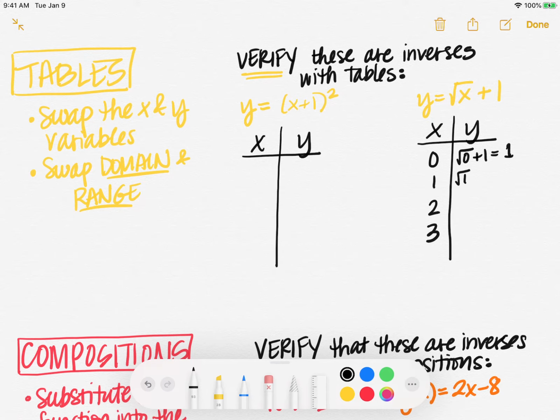This is the square root of 1, which is just 1. So that's 2. And you know what? I think I want to make nice round numbers. I like the square root of 4, and I like the square root of 9. So I'm going to change those. Is that cool with you guys? Yeah, I see some nods. Square root of 4 is 2. So 3. Square root of 9 is 3. So 3 plus 1 is 4.